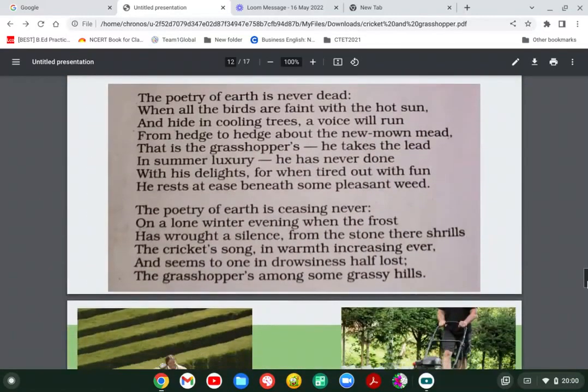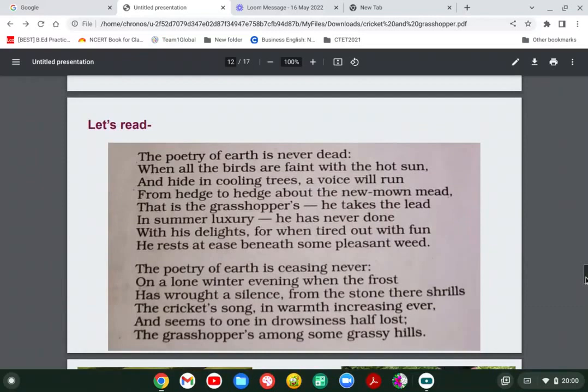Now class, you will be reciting this beautiful poem, and while you are reciting we will be discussing the important words and the explanation of it, right class? So first stanza. Okay, yes Manpreet, you go ahead.